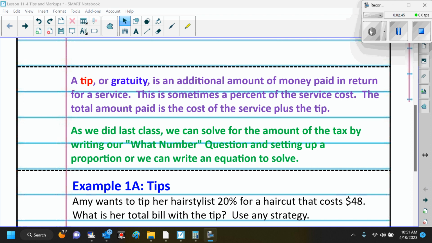Okay. So as we did last class, we can solve for the amount of the tax by writing a what number question. And then we can set up a proportion, or we can set up an equation to solve it. In this class, we're going to set up the equations.